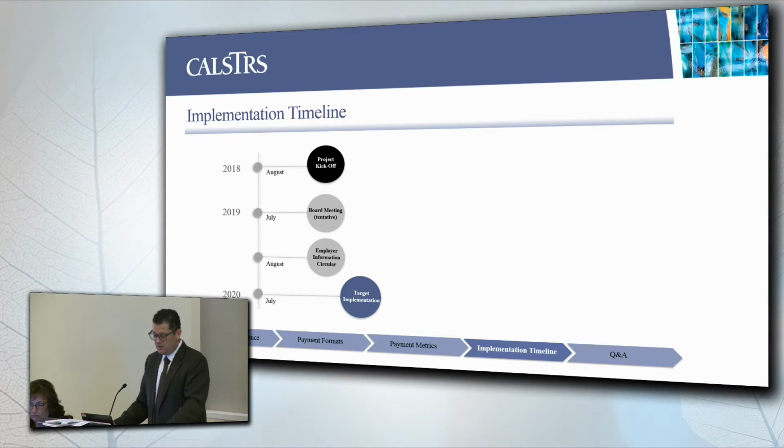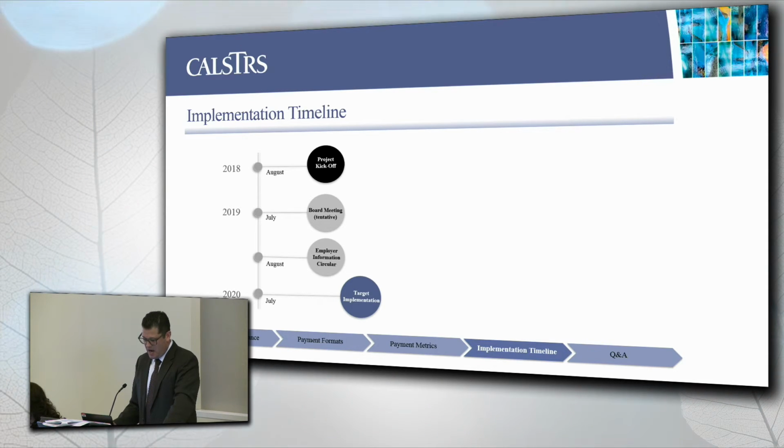So if all the feedback is good, or if there are no major pain points, we'd like to take an action item to our board in July 2019, so about 5 months from now, and from that point would initiate the time clock. From that point, we would want to get everybody onto an ACH format in about 1 year. So that would mean everybody is sending ACH starting July 1, 2020.